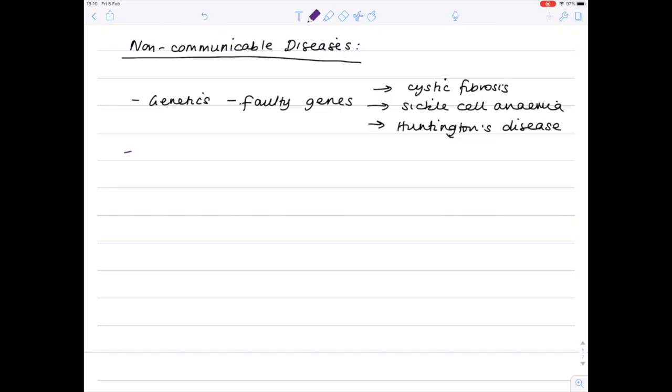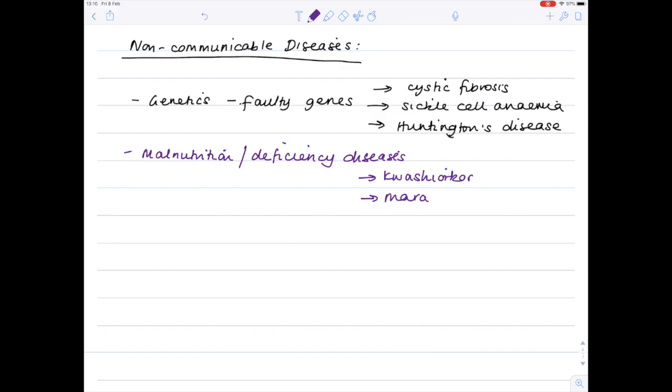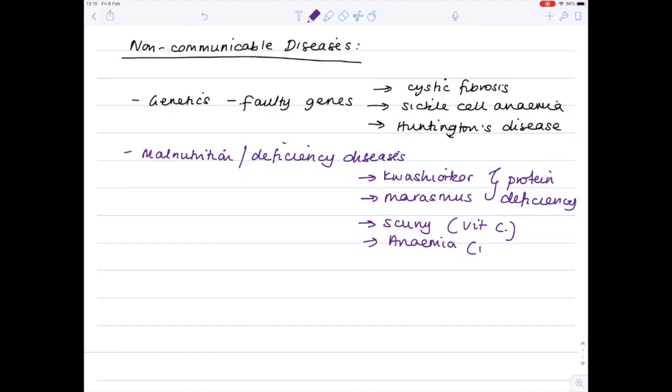Another type of non-communicable disease is due to malnutrition or a deficiency disease. So this is when you don't have a balanced diet and your diet is deficient in particular minerals or food groups. So if you don't have enough protein, you get a disease called kwashiorkor. Marasmus is also due to a lack of protein. Scurvy comes about due to a lack of vitamin C. And anemia is a result of a lack of iron. And that makes you feel pretty exhausted.